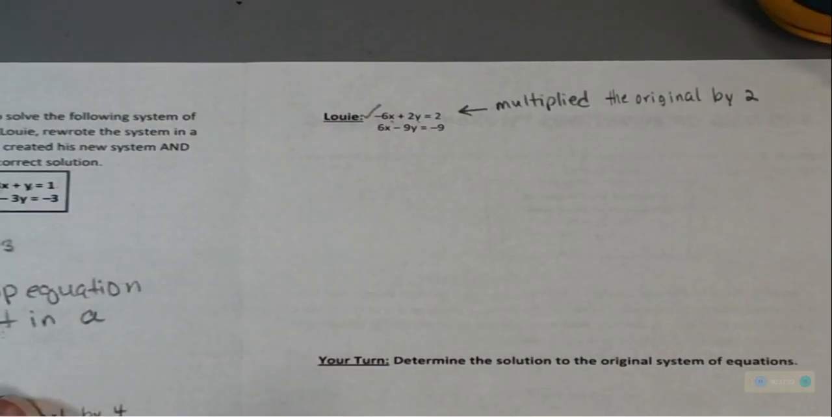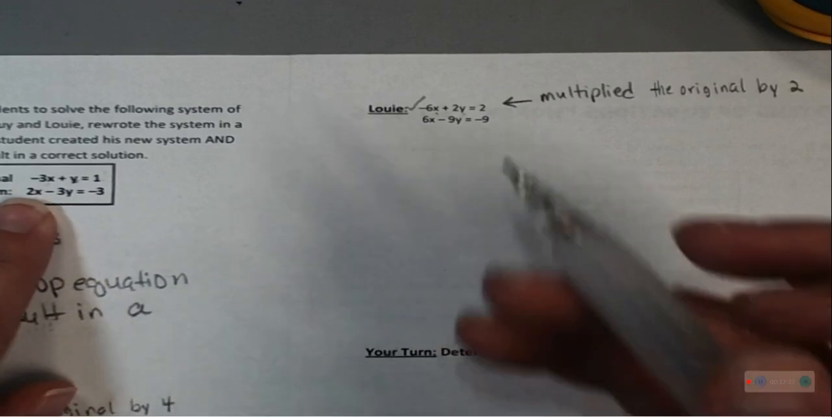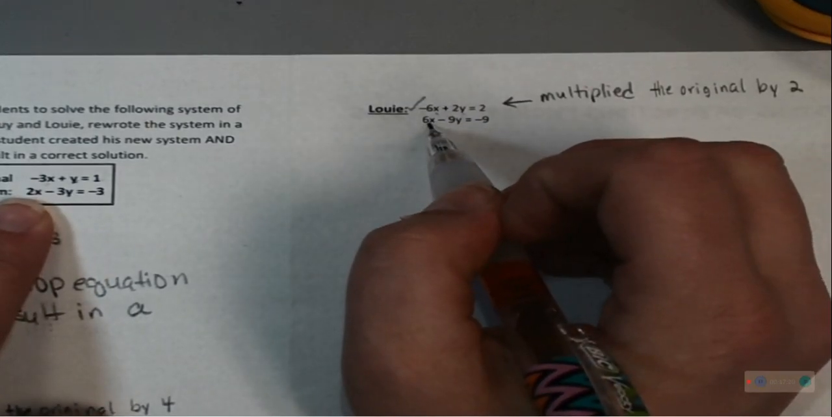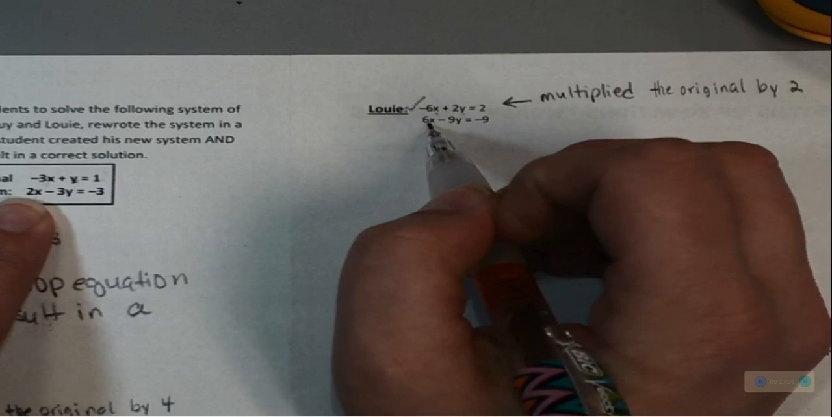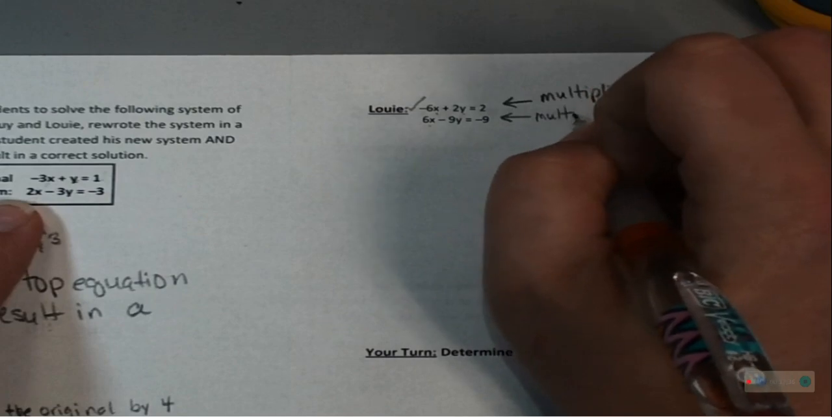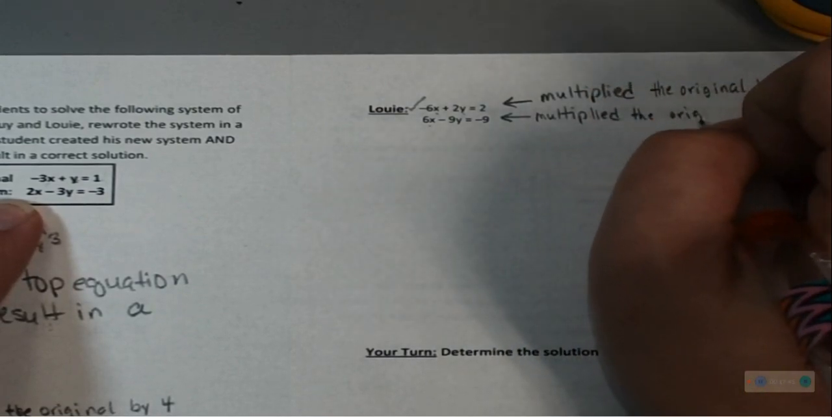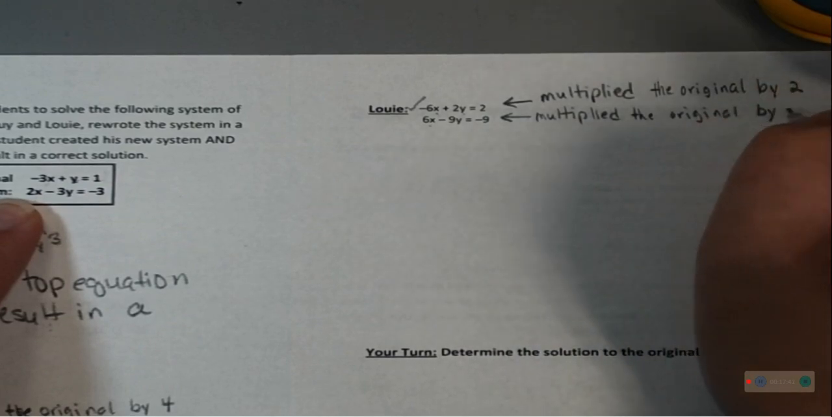All right, look at the bottom equation. You started out with 2x, and Louie somehow managed to get a positive 6x. What did he do? Multiplied it by 3. All right, so I'm going to make us a note. Multiplied the original by 3.